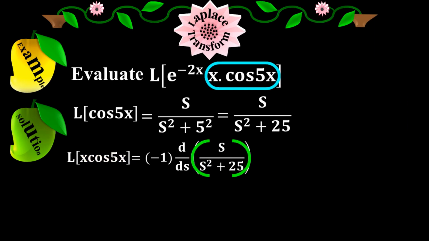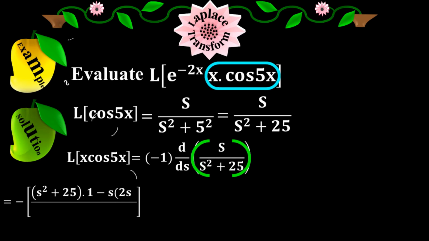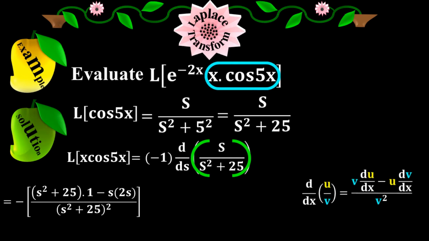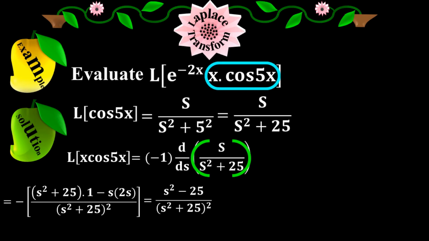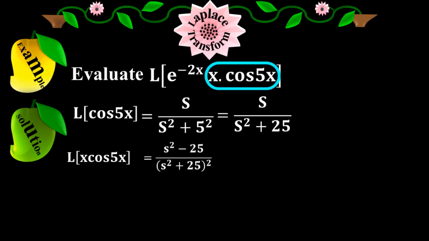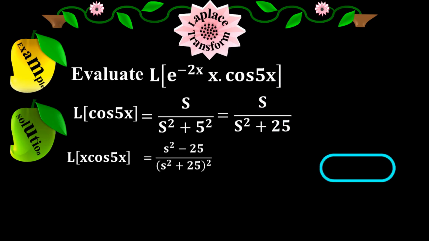So the derivative of s over s square plus 25 with respect to s equals s square plus 25 times 1 minus s times 2s over s square plus 25 the whole square. I applied this formula here, d over dx of u over v, which equals v du over dx minus u dv over dx over v square. Just apply this formula. Simplify the equation, which equals s square minus 25 over s square plus 25 the whole square. Just put it here. So the Laplace of x times cos 5x equals s square minus 25 over s square plus 25 the whole square.